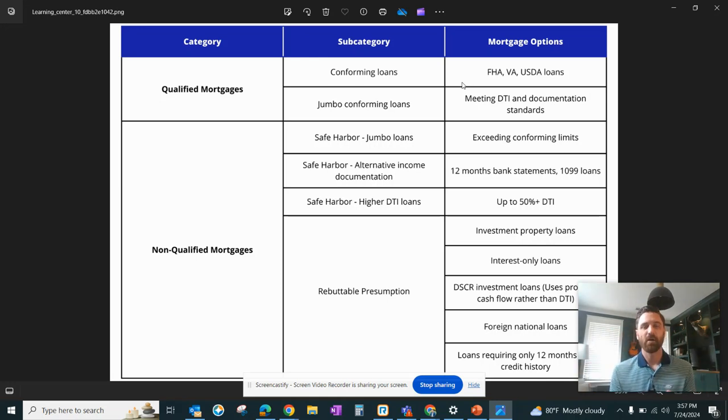But again, I wanted to give you a 30,000 foot view of all of the different options that are out there and help you know where to put the information and understand the context and the landscape of the mortgage world and where we're going to spend most of our time. And again, that's right here in the qualified mortgage bucket. So again, hopefully that makes sense.